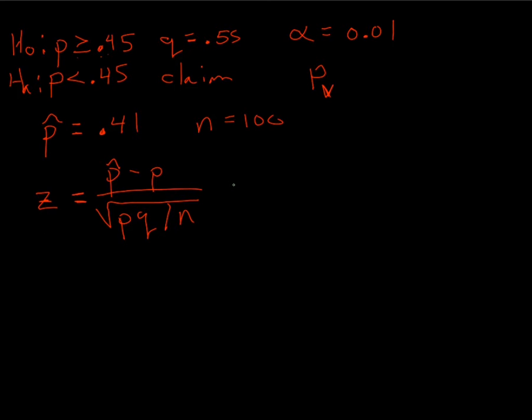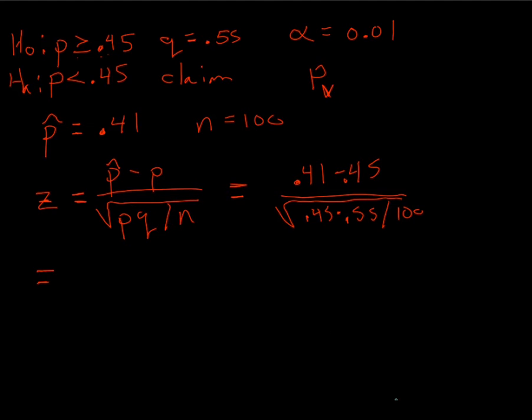So we're going to be able to get a z-score. I'm going to get 0.41 minus 0.45, divided by the square root of 0.45 times 0.55 divided by 100. Now I'm going to pop over to the calculator here. This calculation is already here. I did this when I did the previous example, so I'm just going to pull it down and look at it here.